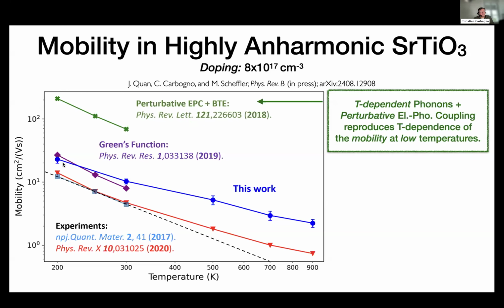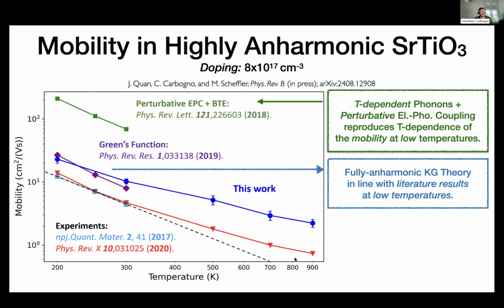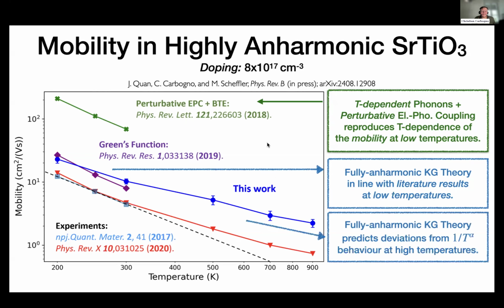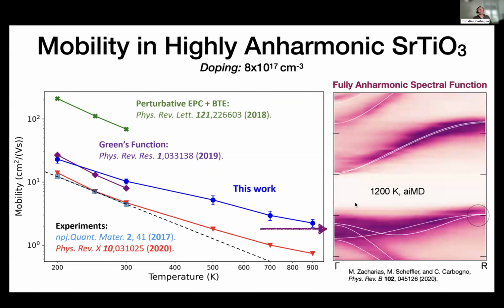But still, perturbation theory would involve a 1 over T behavior of this conductivity. If you apply fully anharmonic Kubo-Greenwood theory, you can not only reproduce what happens down here at the low temperature regime, you can also go to this high temperature regime where we observe basically a deviation from this 1 over T behavior. And again, this is a nice result because we can now qualitatively reproduce what is happening in experiment, and we can even explain it.